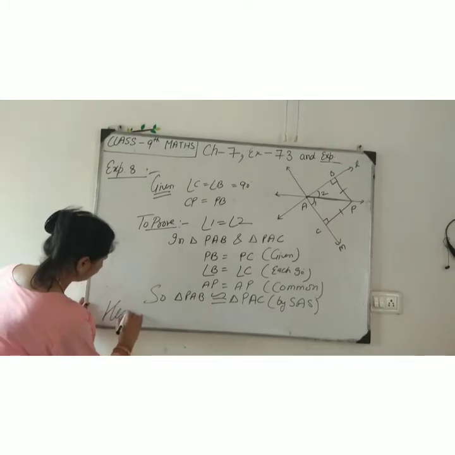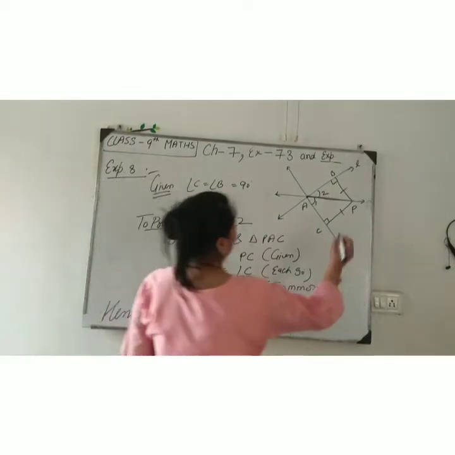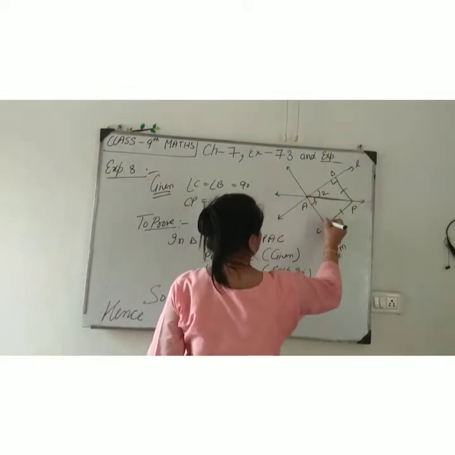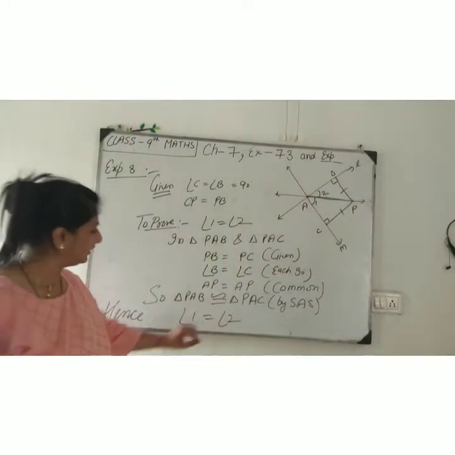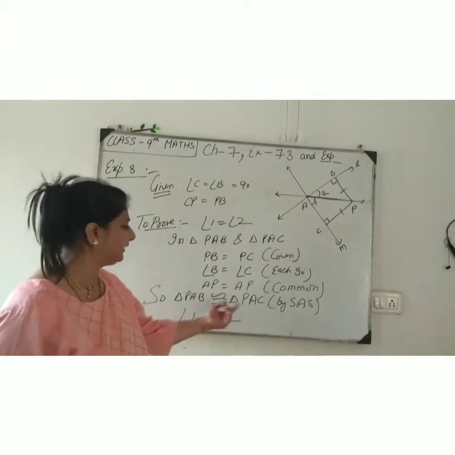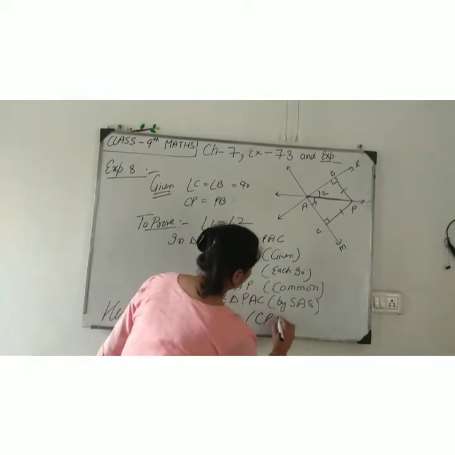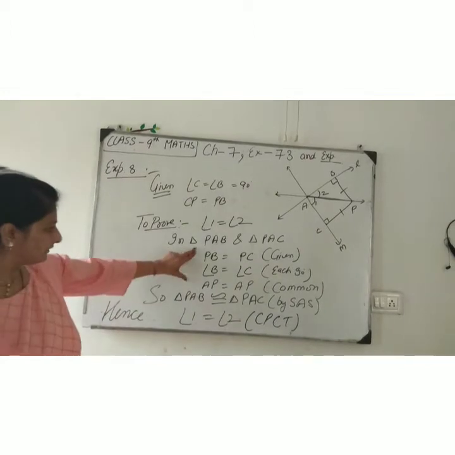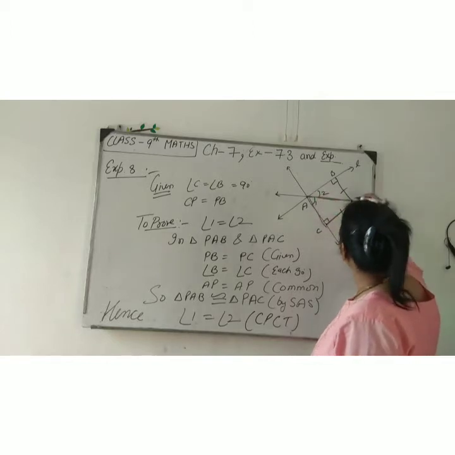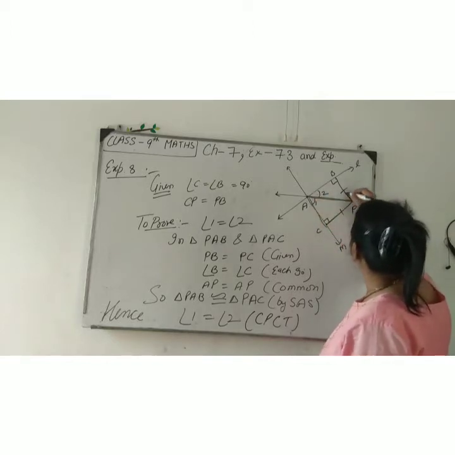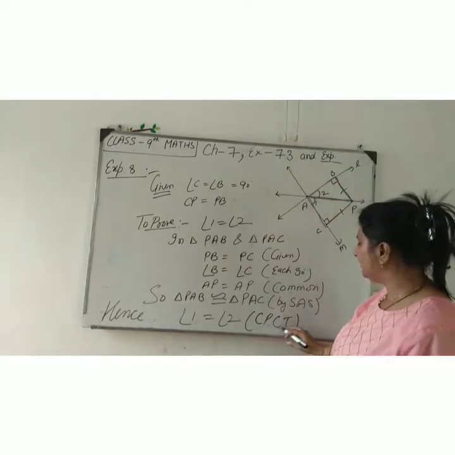So hence angle 1 equal to angle 2. In short, what do you write here? Angle PAC and angle PAB are both equal. I write down PAB, PAC, and give the names 1 and 2. Angle 1 equal to angle 2, reason: by CPCT. If these figures are congruent, triangle PAC congruent with triangle APB, it means corresponding sides and corresponding angles are equal. That's why I have written CPCT here.